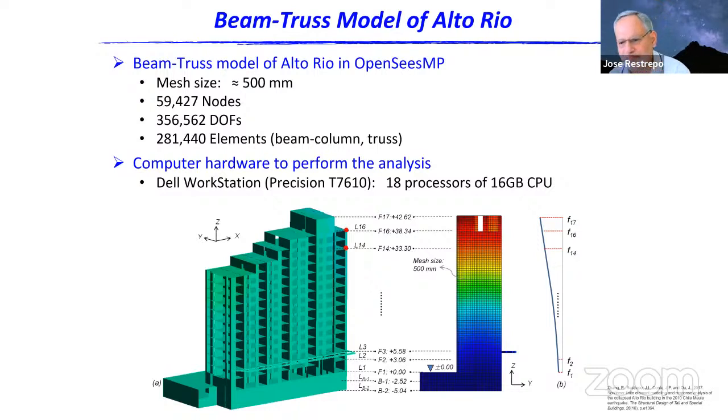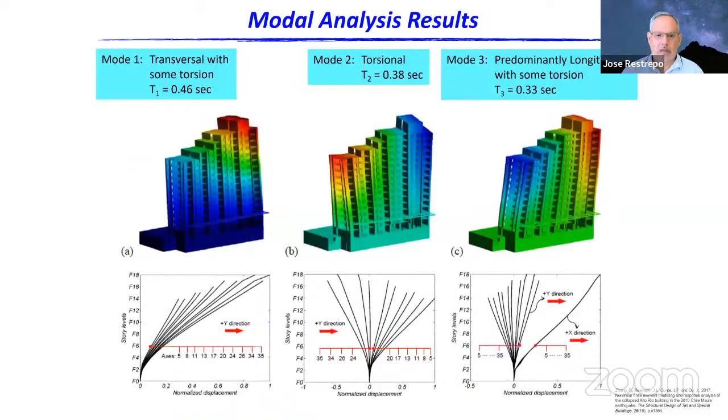Then we use a CPU. In those days, probably the highest speed was of the order of 3 gigahertz or so. And RAM was only 16 gigabytes and 18 processors to do this work, but it was done. And I can show you here some of the responses. And again, what I say here, you can check that the building is slightly stiffer when we compare with Abaqus. Nothing significant, but we know ahead of time that the model is going to be stiffer. I think in Abaqus we had 0.41 seconds.